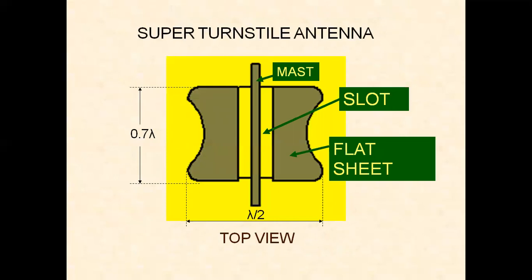So this is the structure of the super turnstile antenna. If you see the top view, the length is lambda by 2. We have a mast, and this length is 0.7 lambda. And there is a slot here. We are taking the flat sheet. There is a slot here.